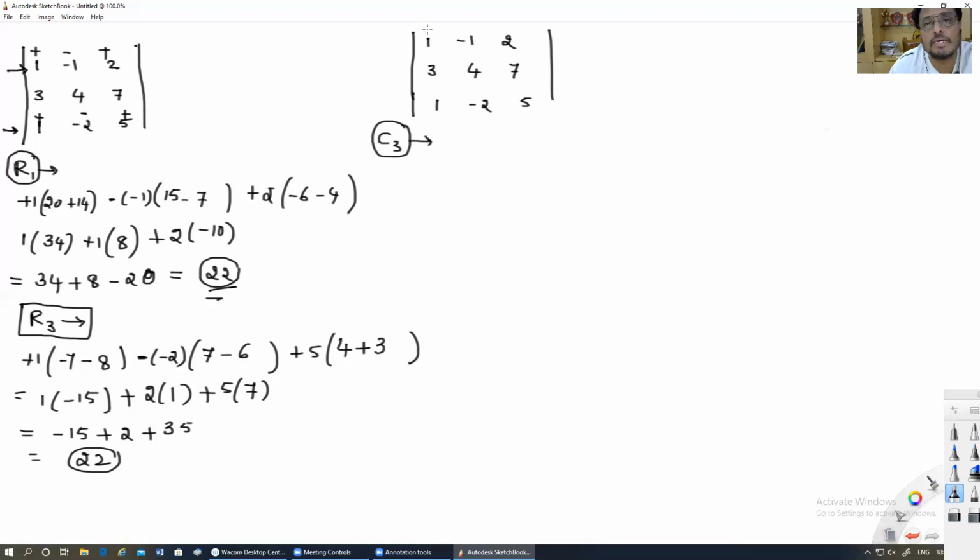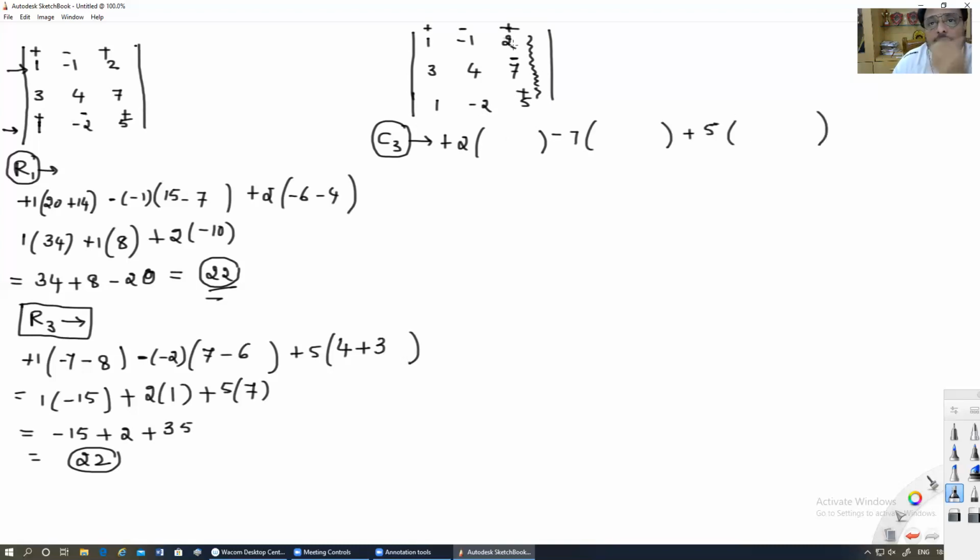Column 3 means plus, minus, plus. Again, column 3 means you have to come down: plus, minus, plus. So plus 2 again. Column 3 you have to go like this, you have to come this way. Column 3 means plus 2, open the bracket. Minus 7, open the bracket. And plus 5, and open the bracket.